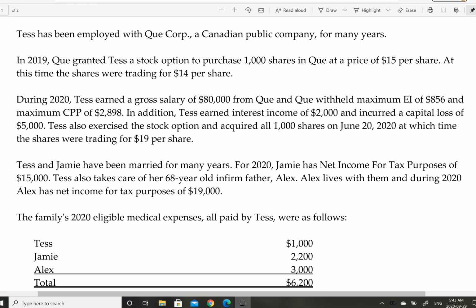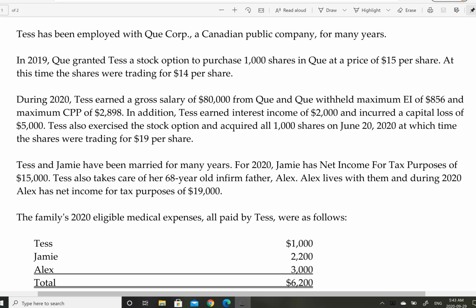Tess is employed with Q Corp, a Canadian public corporation. And then we're given some information about the stock option she was offered last year. And then in the third paragraph, we're given the information for the year 2020. Now, if you haven't yet worked through the question, pause the video now, read this question, and then figure out the solution before moving on.